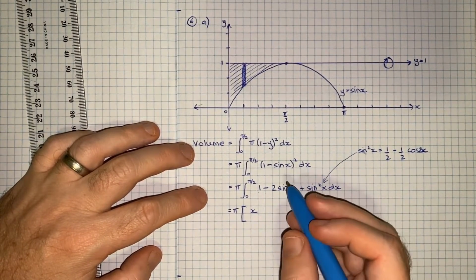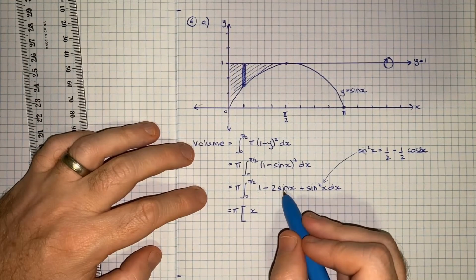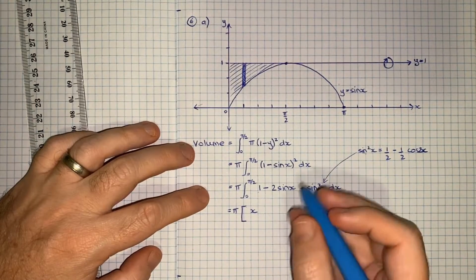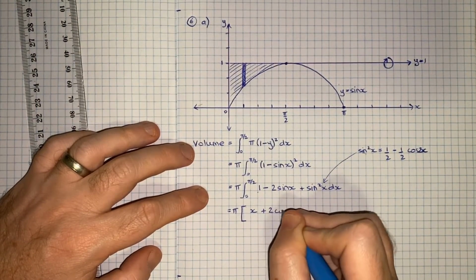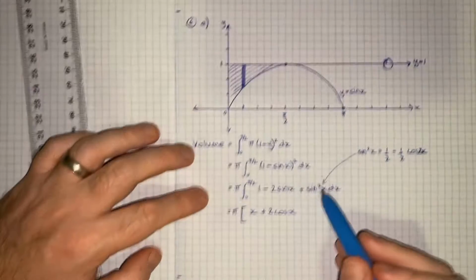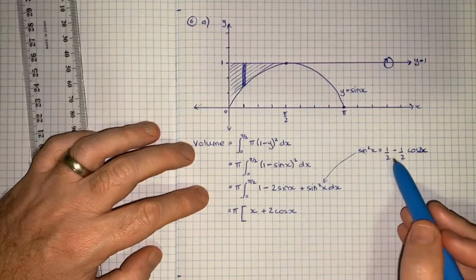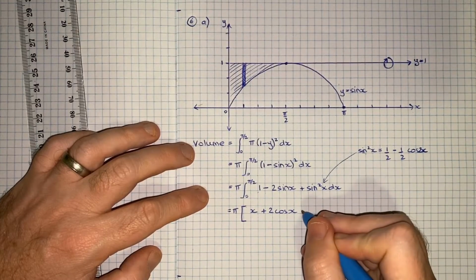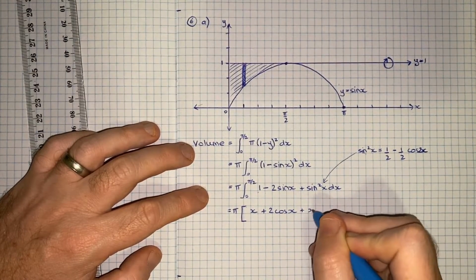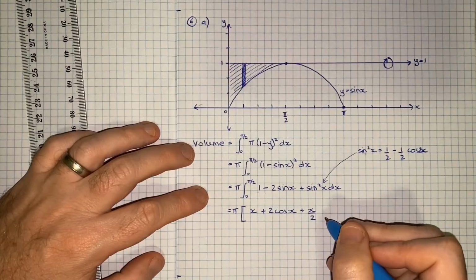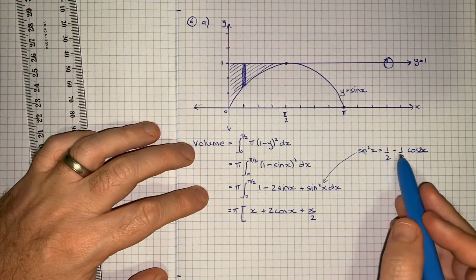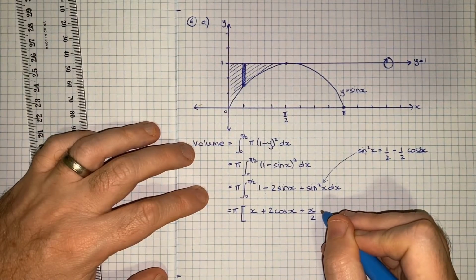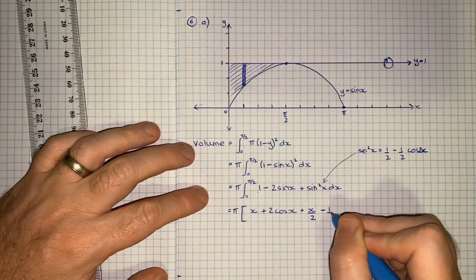The integral of minus 2 sine x would become plus 2 cos x. And now integrating sine squared x, we'll just integrate a half minus a half cos 2x. So the half will just become x on 2, and then the minus a half cos 2x would become minus a half.